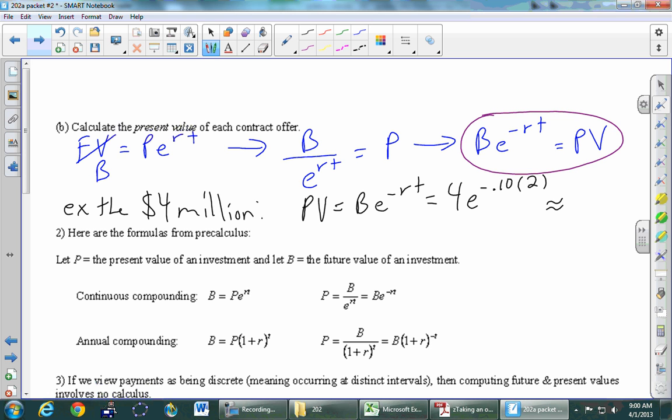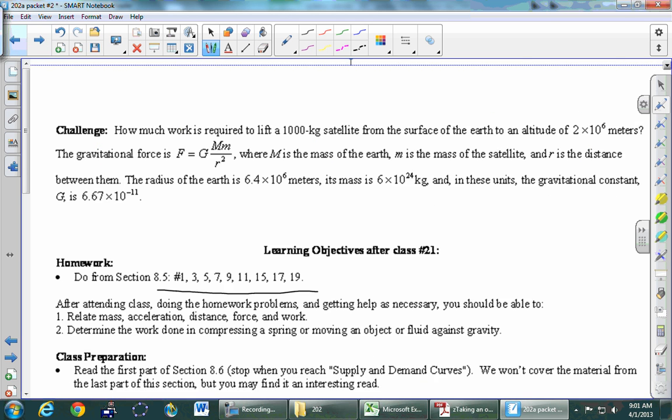So we type this in the calculator, we'll get some number a little less than 4 million. How much? 3.27. So that is the present value of 4 million 2 years from now. Make sense? Just another way to think about future value, just looking at it from today's perspective. Any questions on what the 3.27 represents?